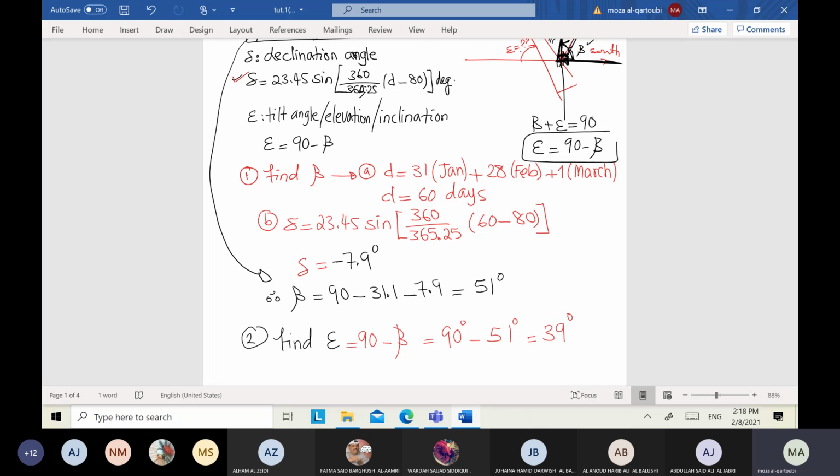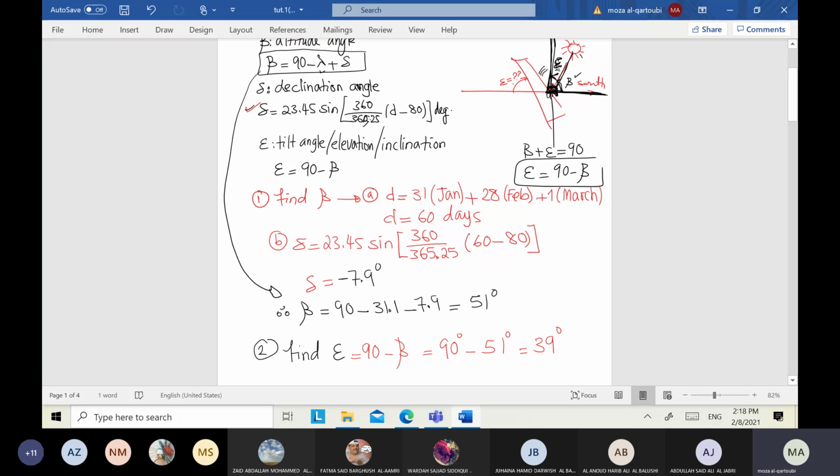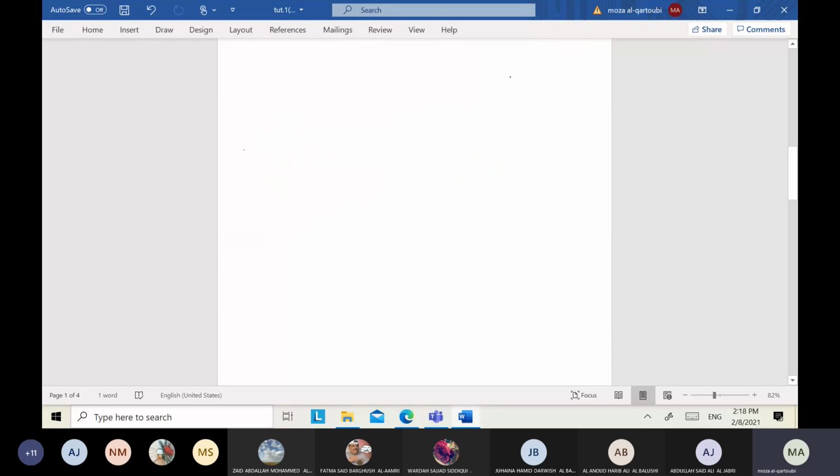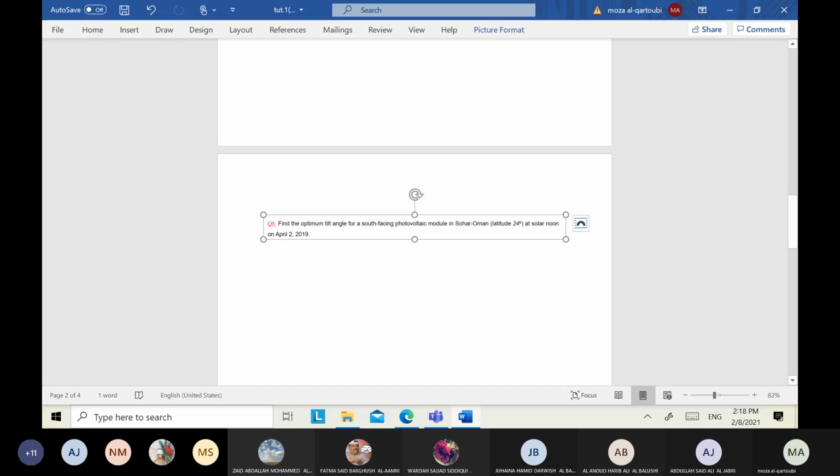Miss beta is the angle between the sun rays with respect to what? The horizontal plane. Okay, so question number 8, same question.